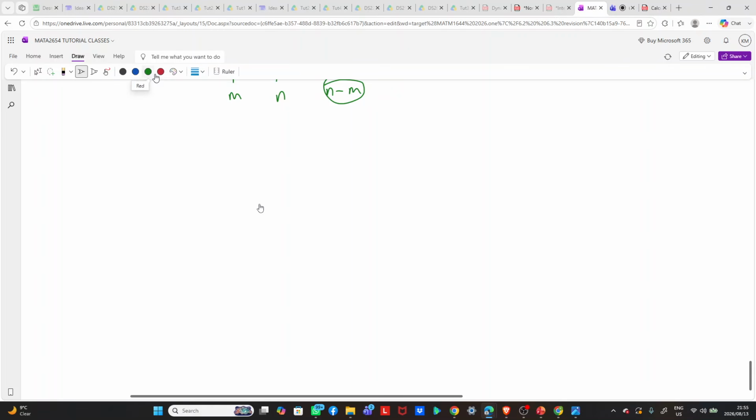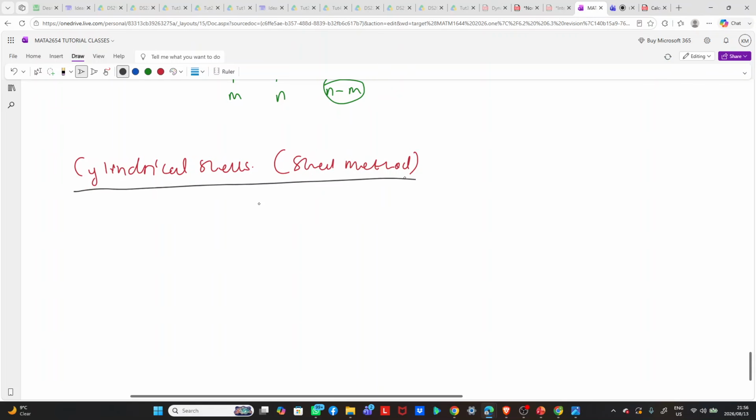Or in the book they call it cylindrical shells. Shell method. Whenever we are using this technique, is when we encounter a problem like, say we are given a function y equals x to the power 3 plus x plus 2, and we want to rotate about the y-axis.